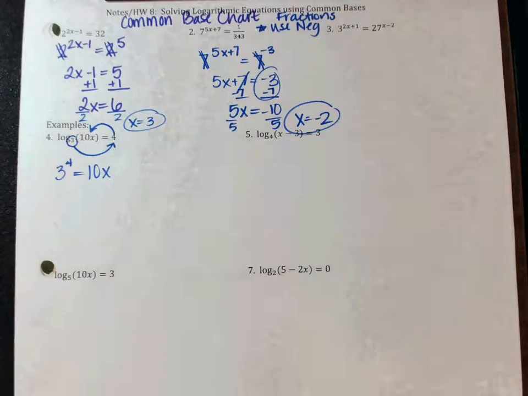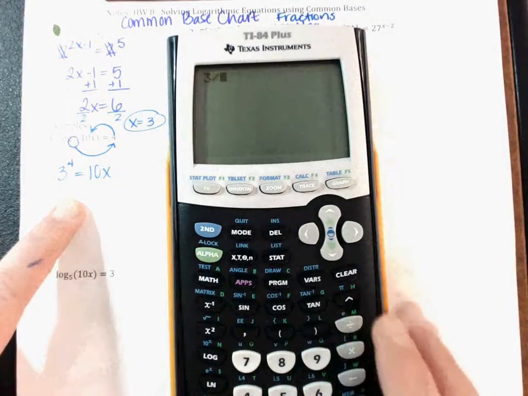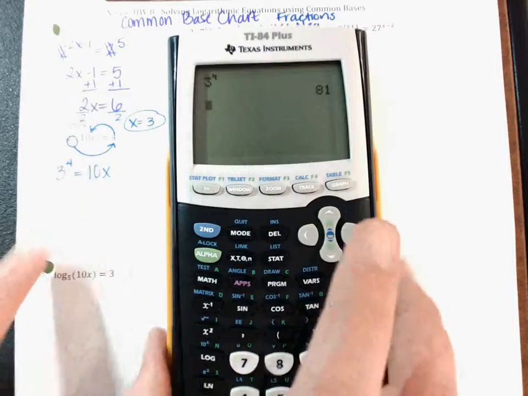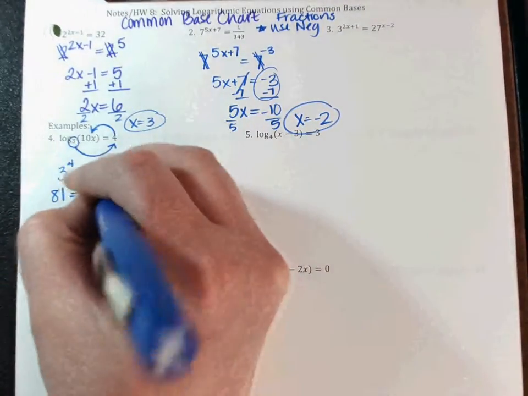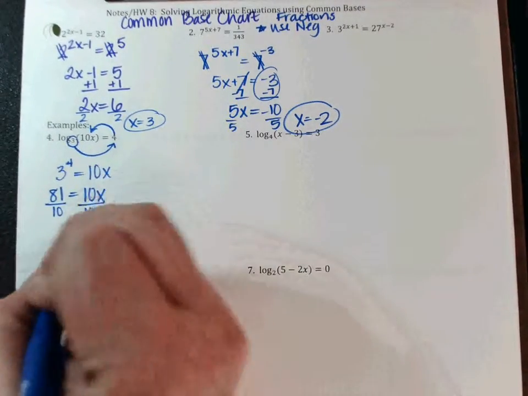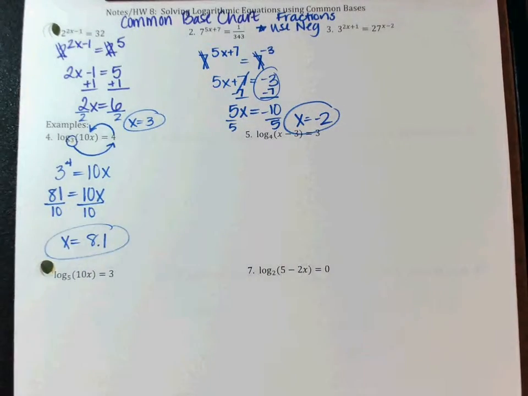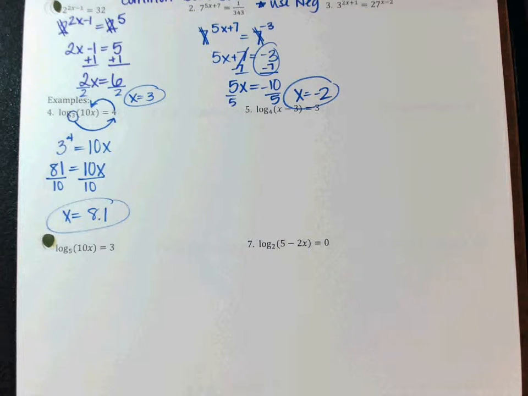Now, if you have a calculator, you can just type that in. You don't actually really need your chart. So if I do 3 up to the 4, that's going to give me 81. Good. So I'd have 81 equals 10x. Okay, then divide by 10. Good. And x would be 8.1. Yep. Okay, go down to number 7.